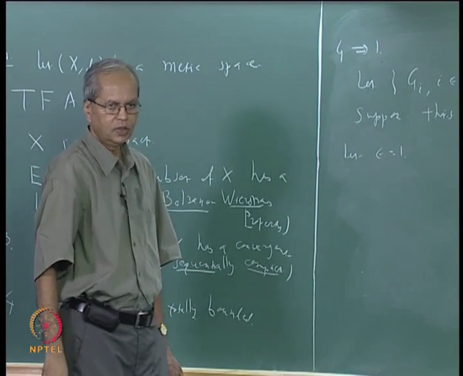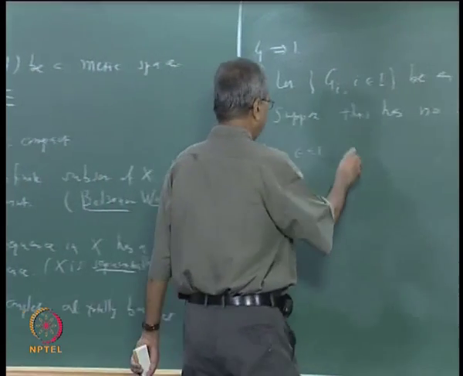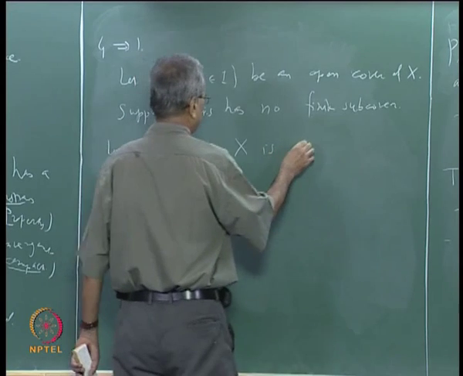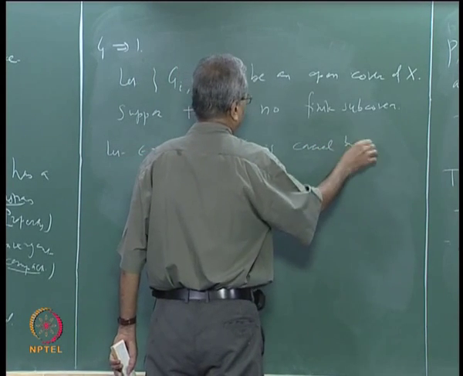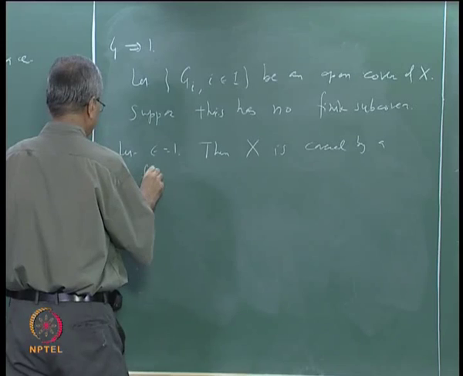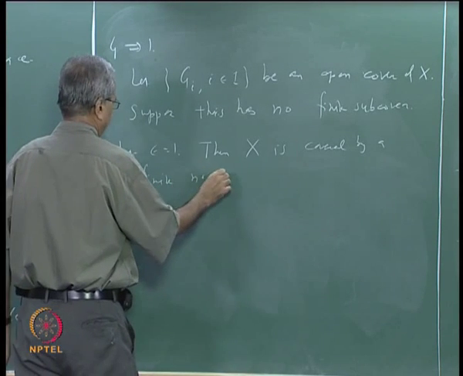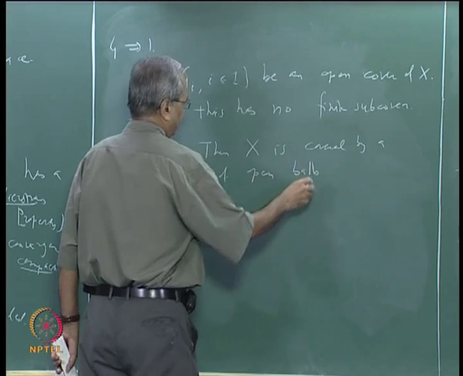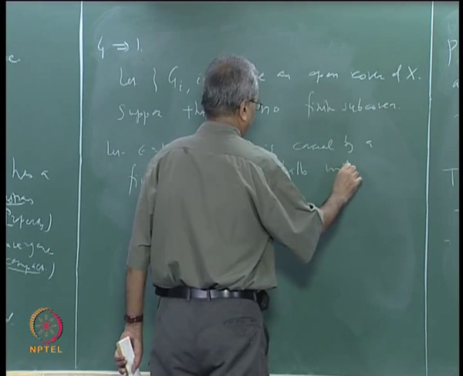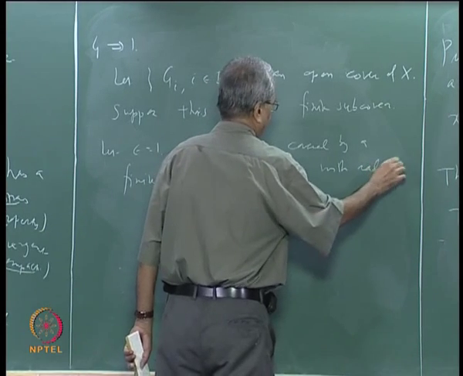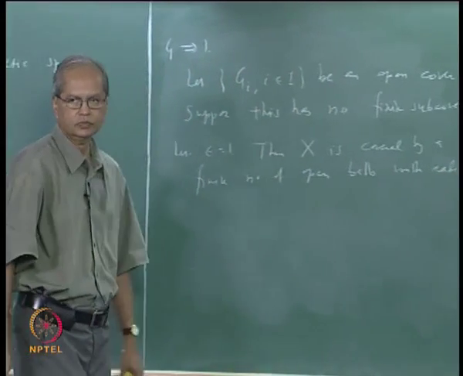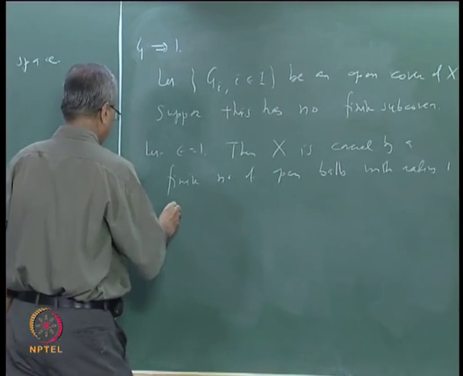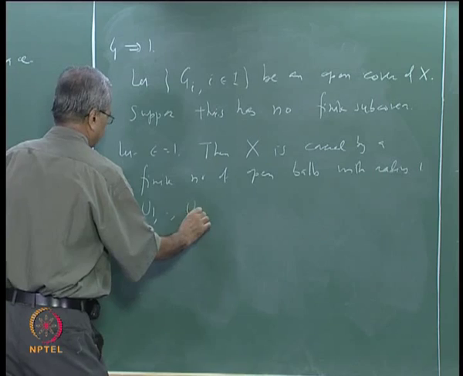Then X is covered by a finite number of open balls with radius 1, okay. Suppose those balls, I call those balls u1, u2, un.